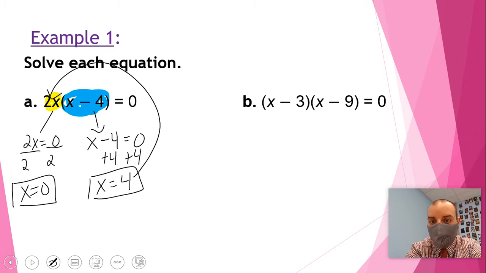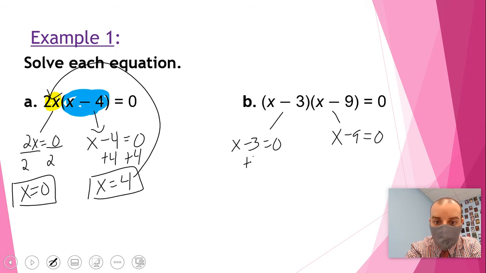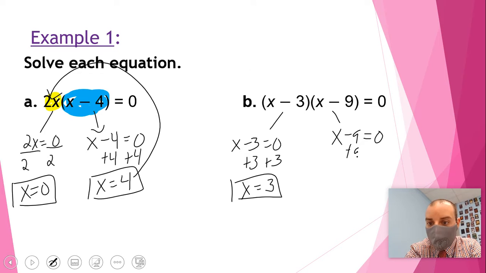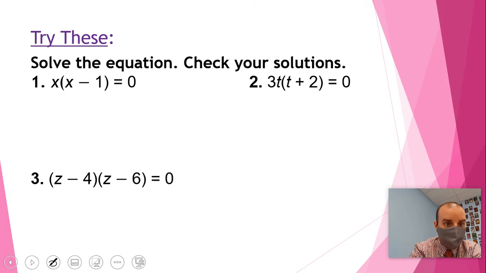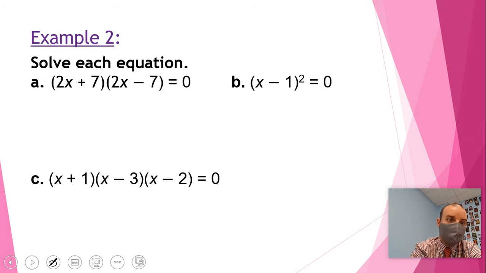Same idea here. Set both parts equal to 0. So we'll set x minus 3 equal to 0. And we'll set x minus 9 equal to 0. Then you're just solving basic equations here. So add 3 to both sides. One of our solutions is x is equal to 3. Add 9 to both sides. And we get x equal to 9 as our other solution. Pretty straightforward. We'll look at the try these in class.